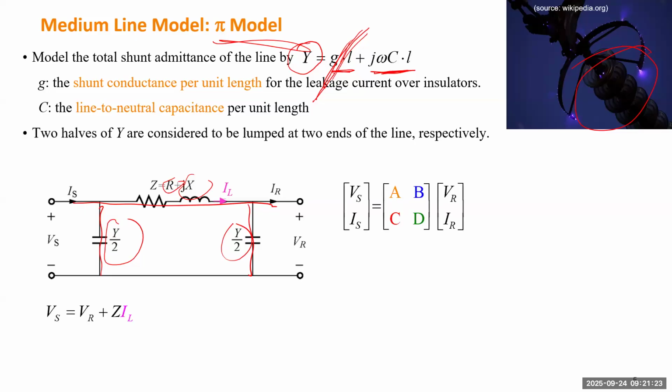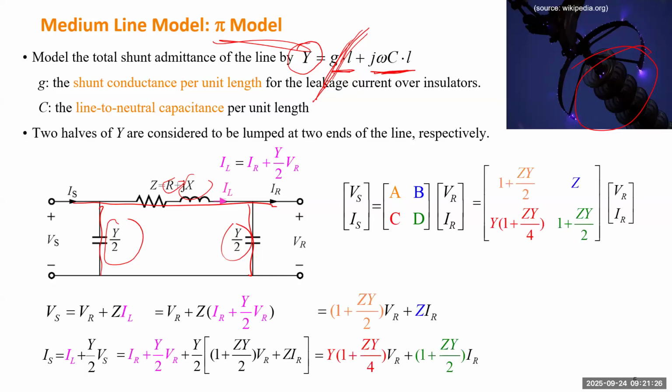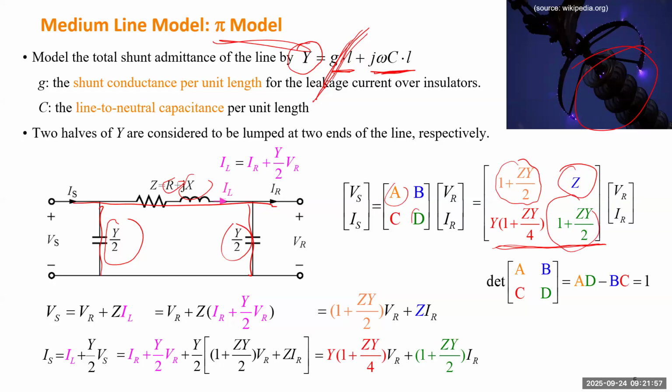And we can derive the transformation, and after some math, we finally prove the transformation will have this form. So Z here is just the series impedance, which is equal to the resistance plus j times the inductive reactance of the line. The other three elements are more complex. Usually A is equal to D if this model is symmetric. If the model is not symmetric, A is not necessarily equal to D.